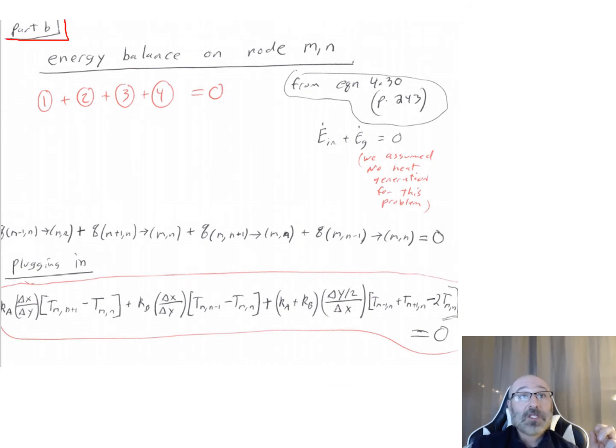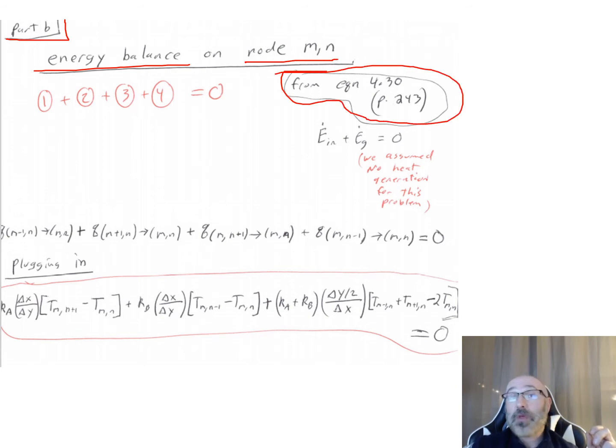to part B. So for part B, we want to find our energy balance on our center node, M,n. Now we can do this by looking at our general governing equation, 4.30 on page 243 of our textbook. Now we saw this earlier with our module. We have our E dot in plus our E dot G equal to 0, but we've now made the assumption in our problem statement, we can go back to that setup page and see that there is no heat generation for this problem here.